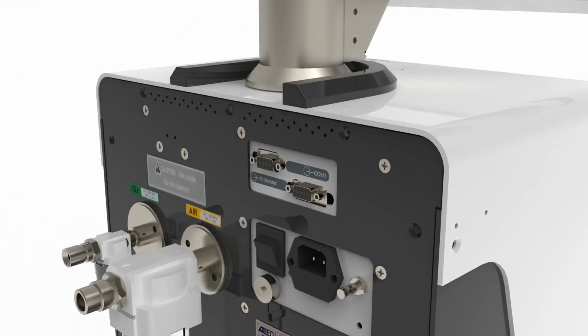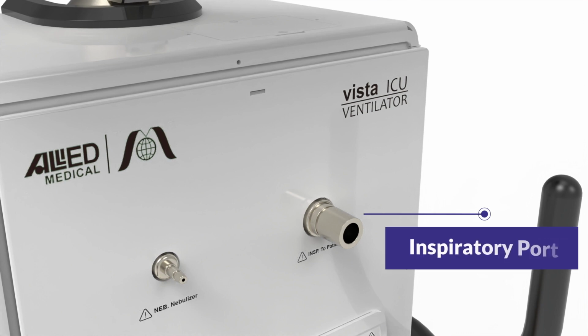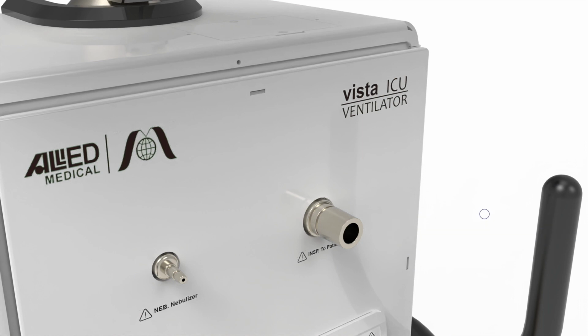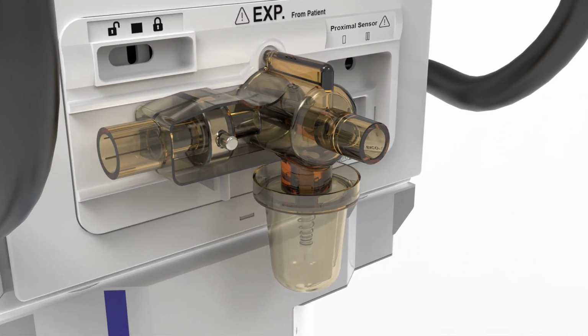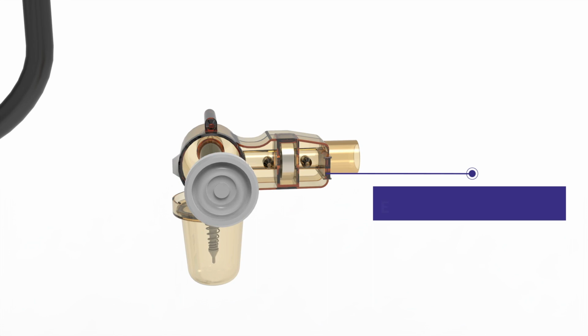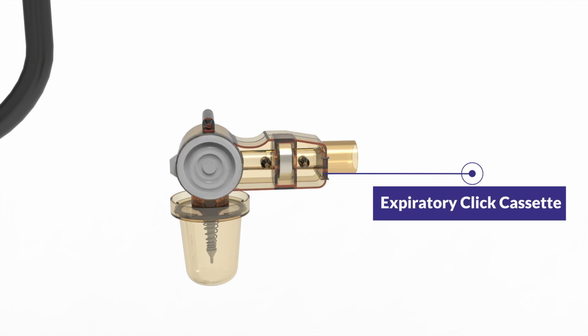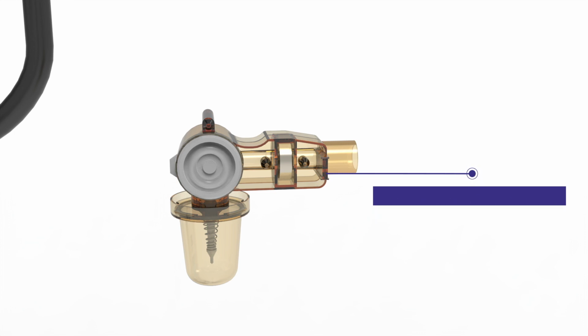The front side of the ventilator consists of the inspiratory port where the inspiratory limb of the breathing circuit is connected. Below the inspiratory port, in the center, is the expiratory port where the expiratory limb of the breathing circuit is connected. It contains the expiratory click cassette that is fully autoclavable. The diaphragm and the flow sensor must be removed before autoclaving the cassette. The cassette can be easily inserted back into the port.